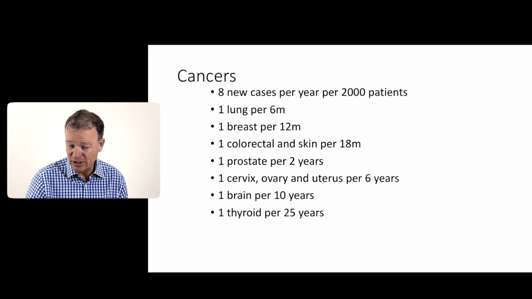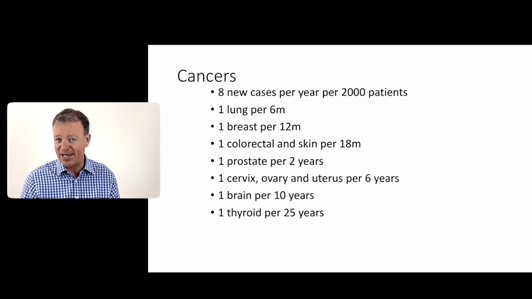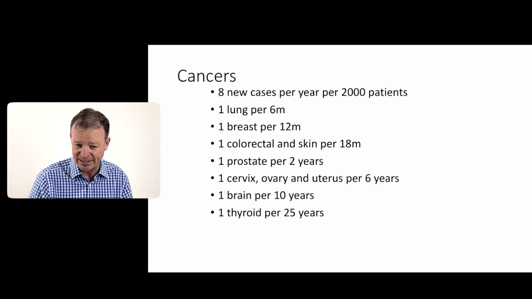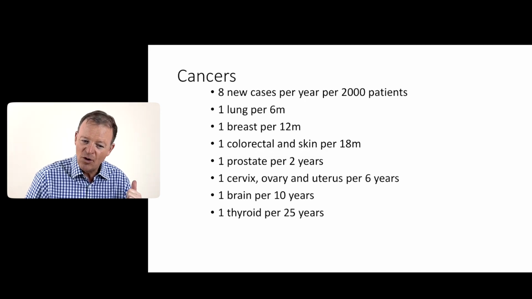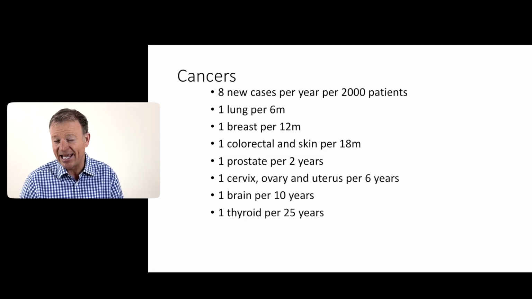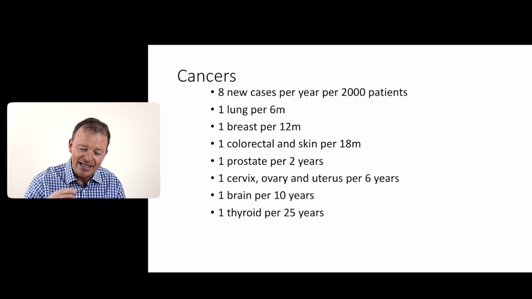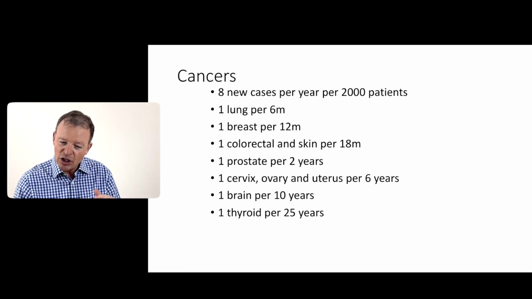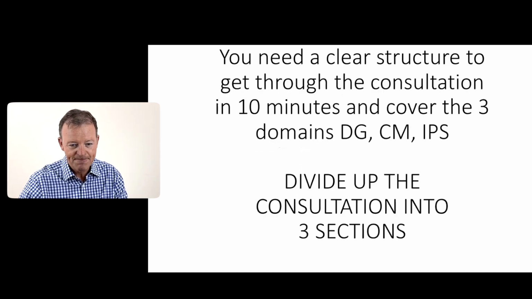So a full-time doctor does 8 sessions and will probably do 20 to 25,000 consultations in a year. They will only see 8 new cases of cancer. Only one of them per 6 months will be lung, 1 per 12 months will be breast, and colorectal and skin together is only 1 per 18 months. I mentioned at the beginning that you see somebody with a lump around their thyroid, you assume it's cancer. You're probably only going to see 1 thyroid cancer in the whole of your career.